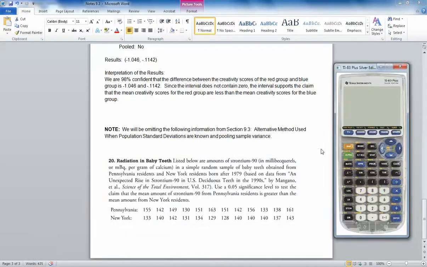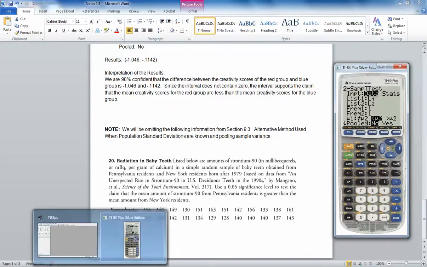Okay, let me go back. So that when you would go to stat, edit, and you would type the values into your lists. So if we have Pennsylvania as list 1 and New York as list 2, you would type the actual data in there. And then when you run your t-test, let's see our 2-sample t-test, when you choose data instead, then it will just identify where's your list 1, your list 2. List 1 goes with mean 1, list 2 goes with mean 2. Okay? All right, I hope that alleviates some stress of looking at the formulas in the textbook.